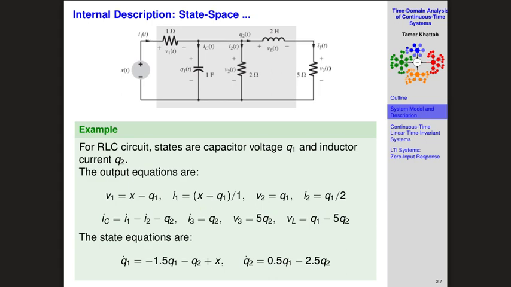The output equations are relating every possible output to the states and the input. Okay? If you are interested only in one output, then all these equations, you don't need them. You only need this guy. Because you are interested in this one output. If I'm interested in this one output, which is VL, then I need only this equation. And I don't need all the others. So it depends which output you are interested in. Okay.